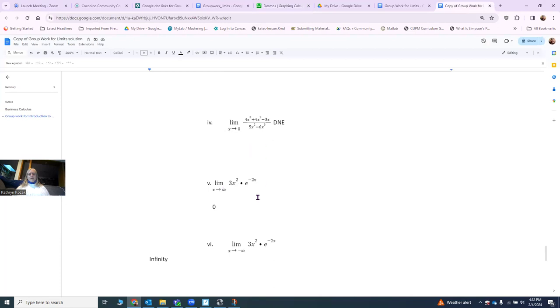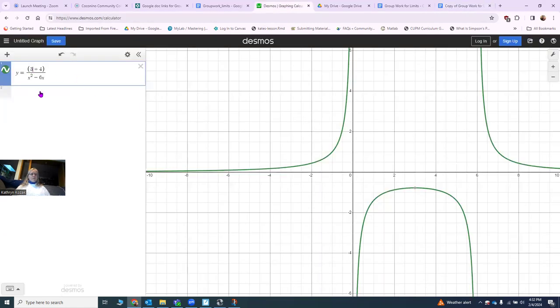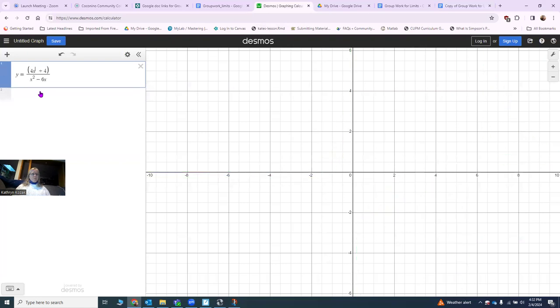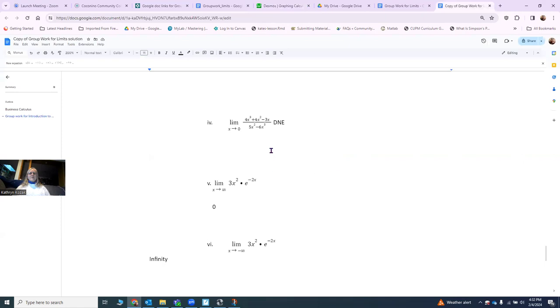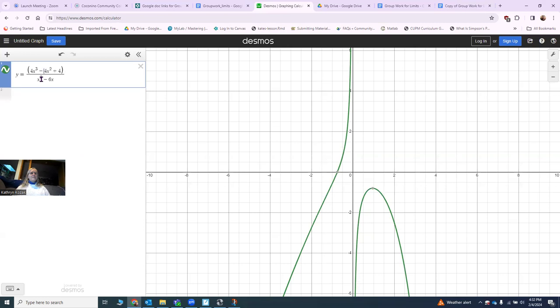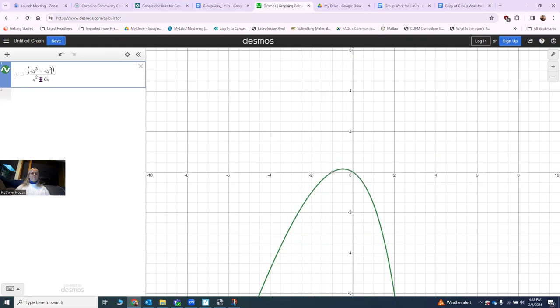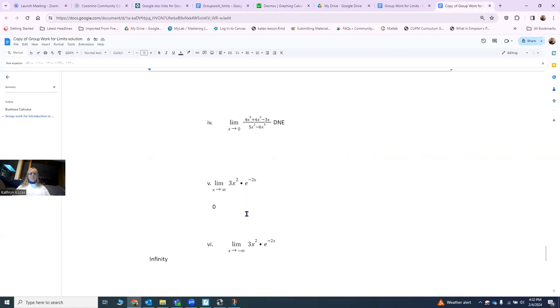Same thing with all of these. You're going to kind of do that same idea. We're going to have 4x cubed plus 4x squared minus 3x. So we have 4x cubed plus 4x squared minus 3x. Over top of our denominator, in this case, is 5x squared minus 6x cubed.